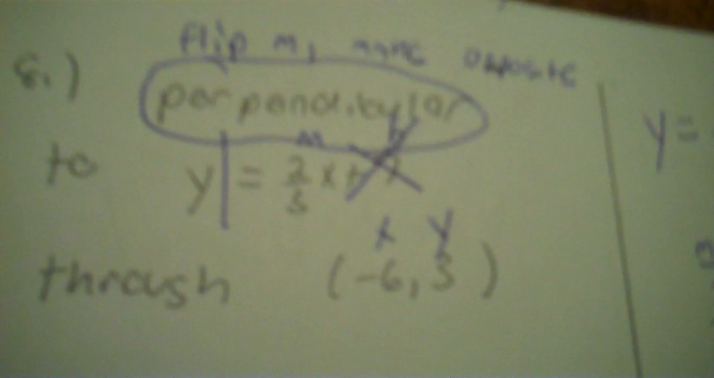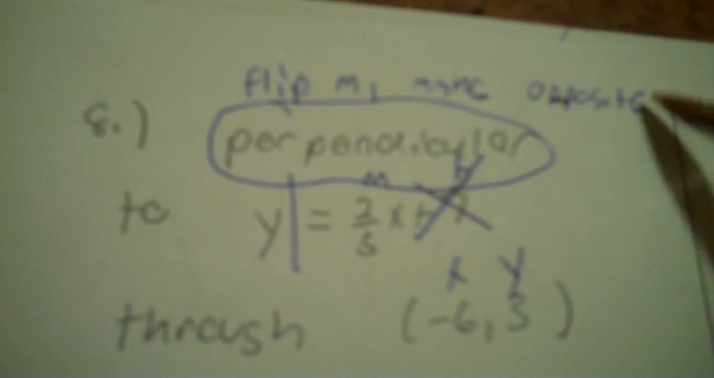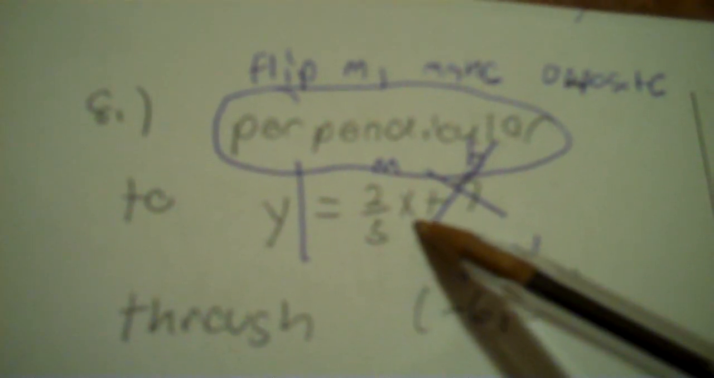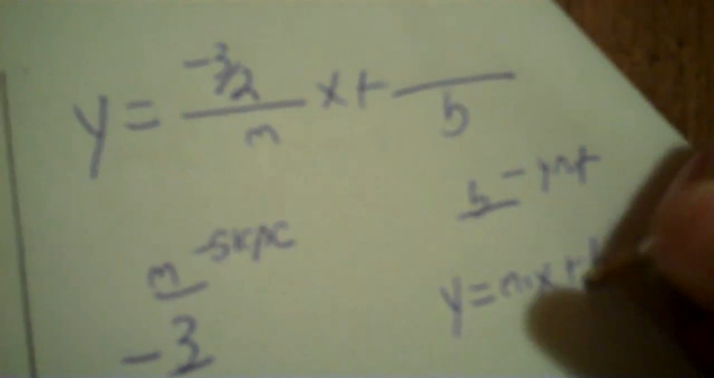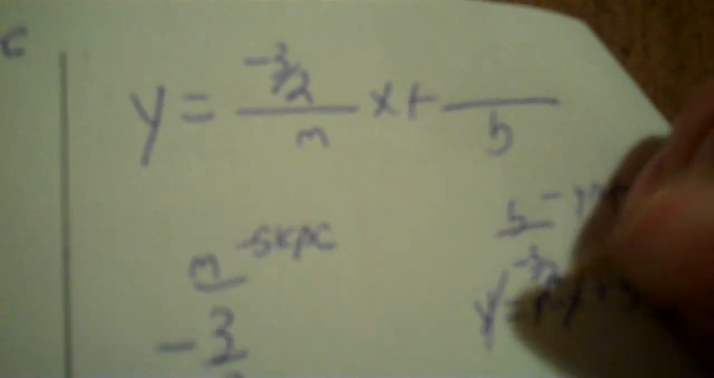Since it's perpendicular, that means the lines would cross at a right angle. And not only do you need to flip it, you need to make it into its opposite sign. So if it's positive here, I need a negative here. If it would have been negative here, I would make mine positive. Negative 3 over 2. So y equals m times x plus b. So m is negative 3 over 2.